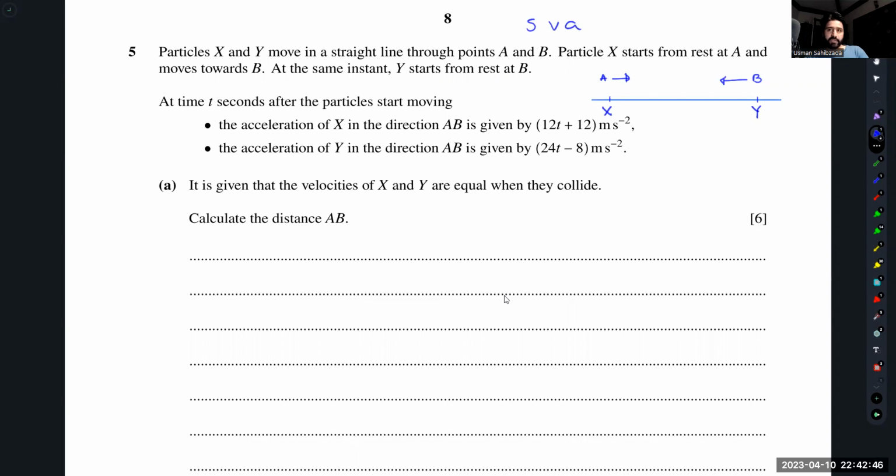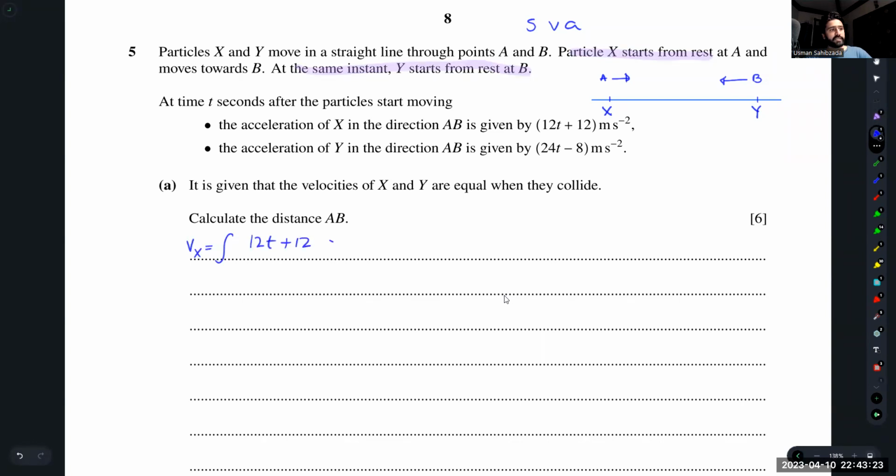That is a big indicator कि आपने और कोई काम नहीं करना. It is given that the velocities of X and Y are equal when they collide. Collision would take place when they hit each other, right? So we don't know. They both are starting from rest. That's a key information. अगर ये आप lift नहीं कराते हो इस बात को, then we're lost. It's a lost cause.